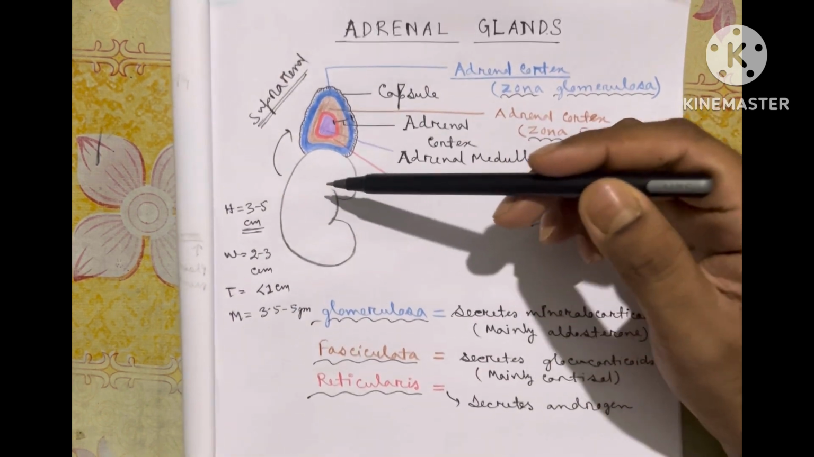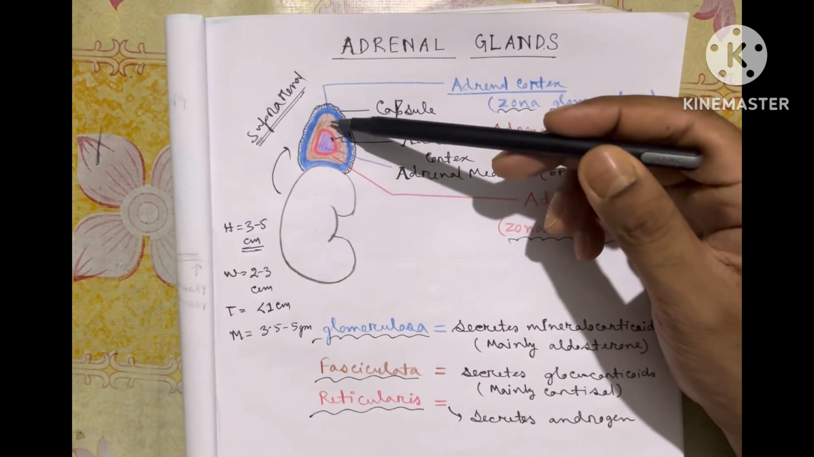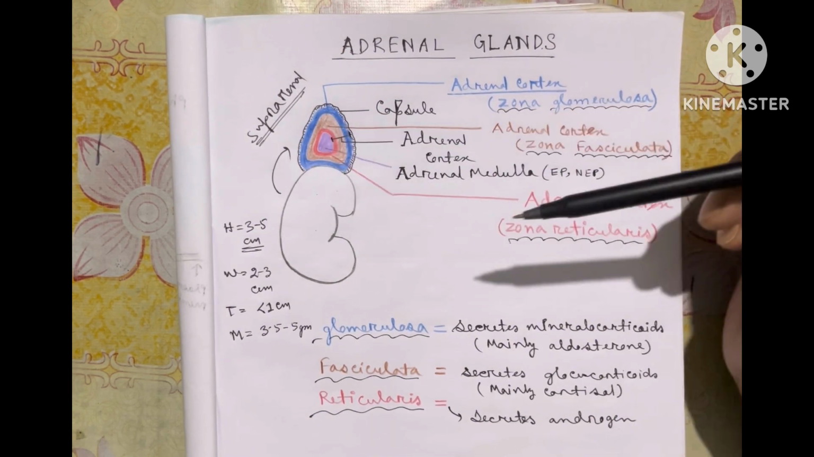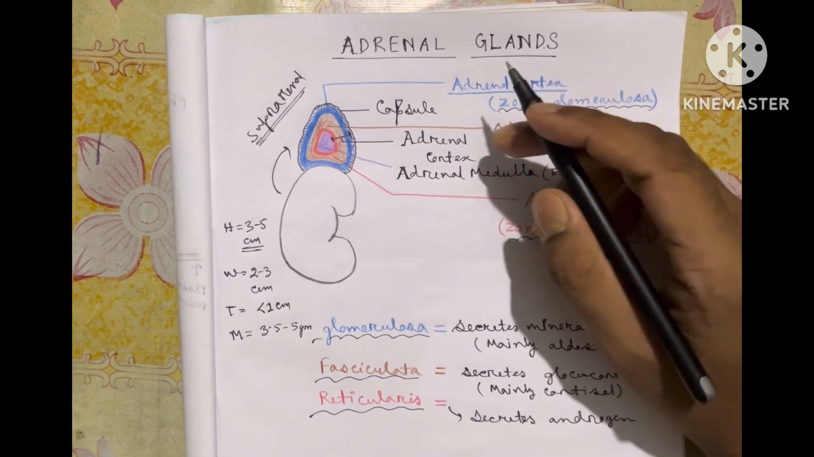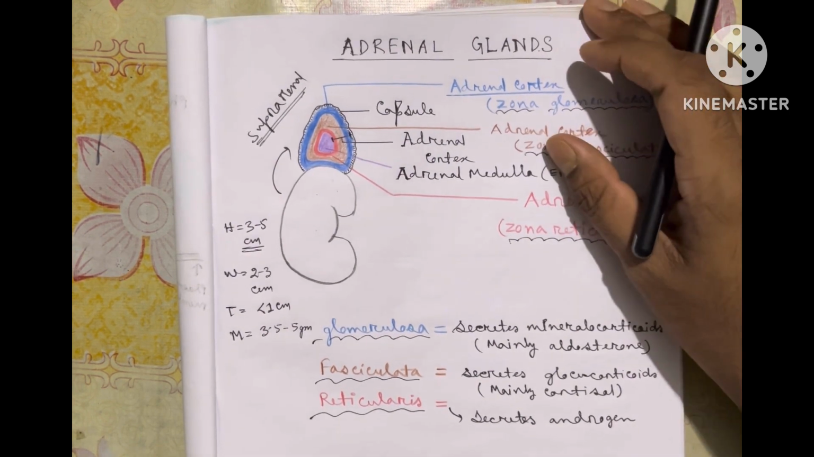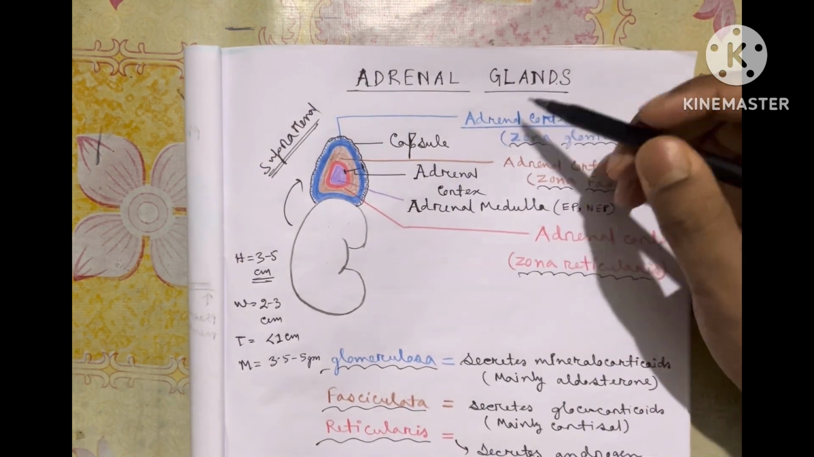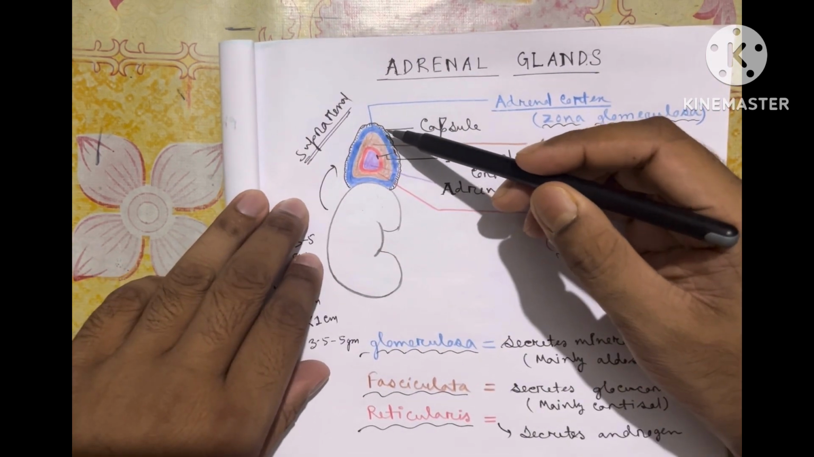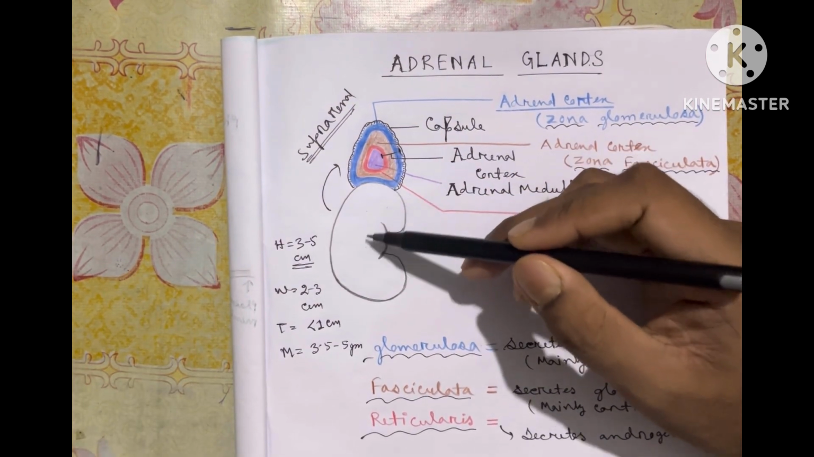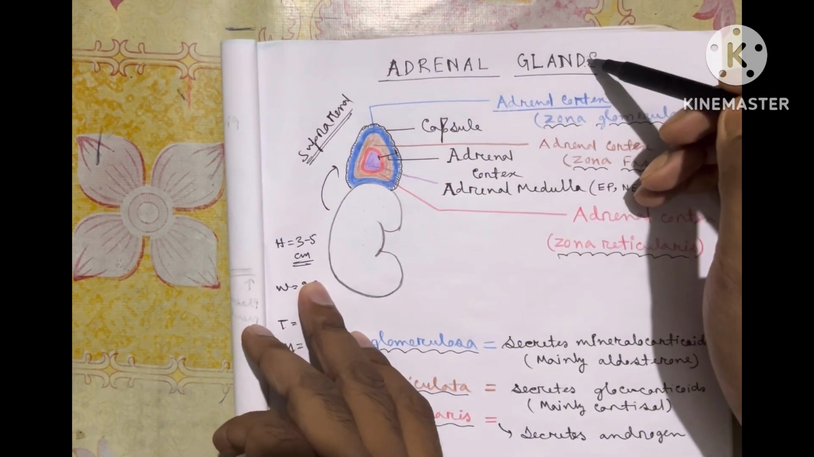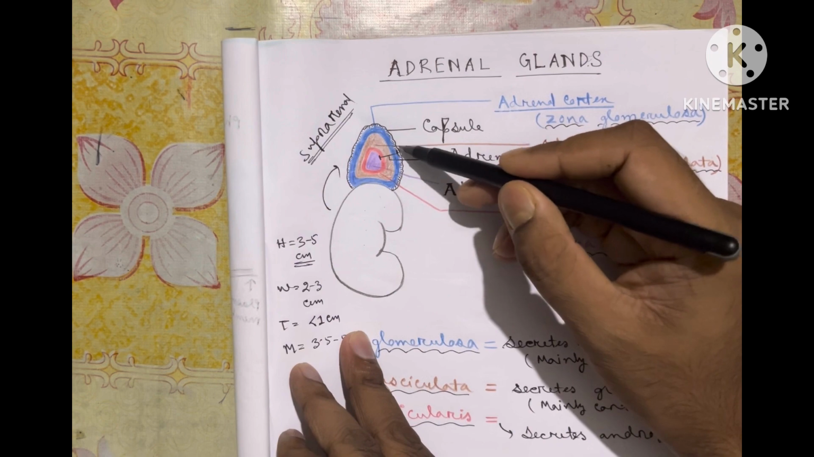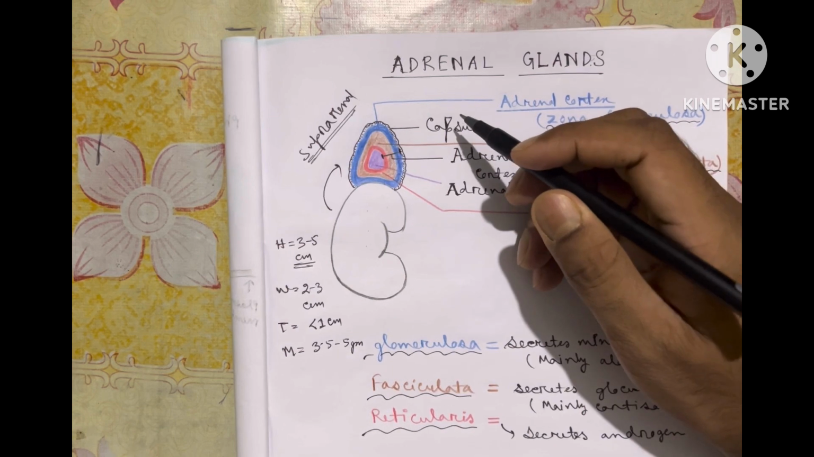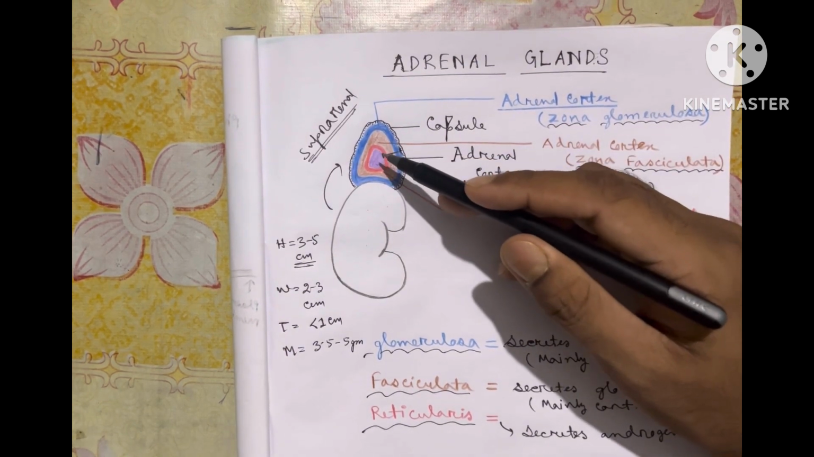In this diagram, this is the right adrenal gland and this is the right kidney. On top of the right kidney we have the right adrenal gland. Now let's discuss one by one the different types of cells present. Just like our kidneys, our adrenal glands also have a capsule, which covers the main adrenal gland.